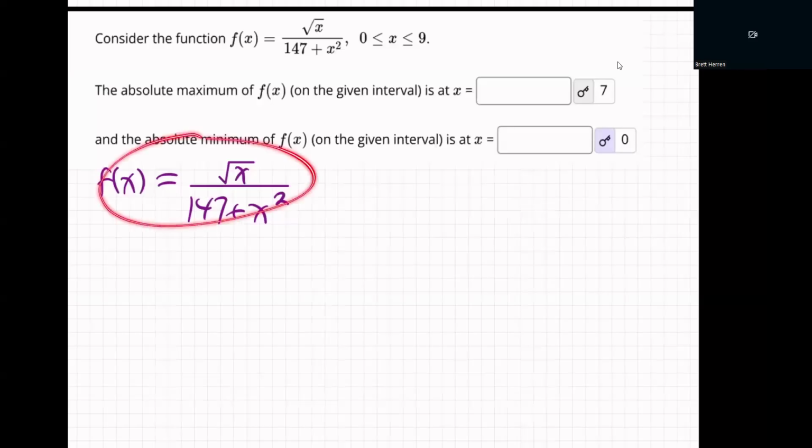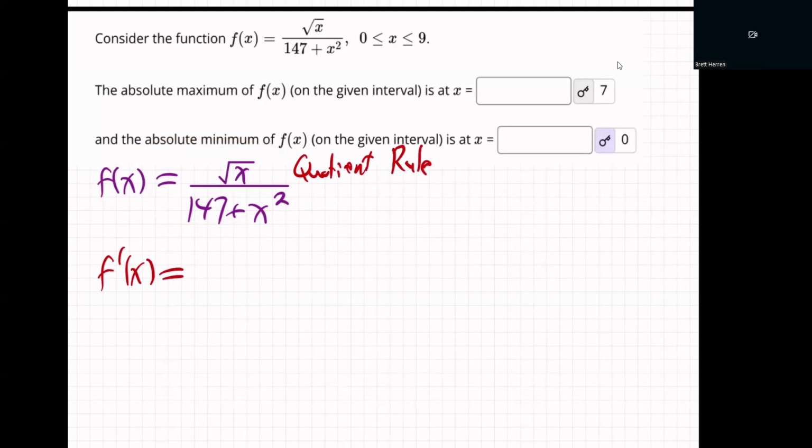In this question, we're given a function, and they want absolute maxes and mins. So we know how to do that. We take the derivative. Now this derivative is the quotient rule, right? Because it's two functions of x divided. So how do we do the quotient rule?